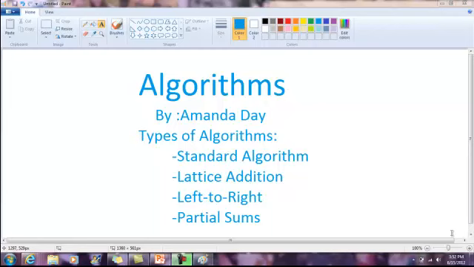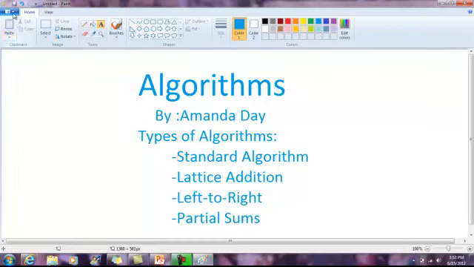But what I'm actually going to be covering is from a previous class, Math 115, Math for Elementary School Teachers. And what I'm going to be talking about today is algorithms and alternative ways of doing math problems. To start off, an algorithm is a standardized step-by-step procedure, and it's how we do math problems. Different types of algorithms are standard algorithms, lattice addition, left to right, and partial sums. For sake of time, I'm just going to cover the standard algorithm, the lattice addition, and the left to right method. So first we're just going to go over what a standard algorithm is.